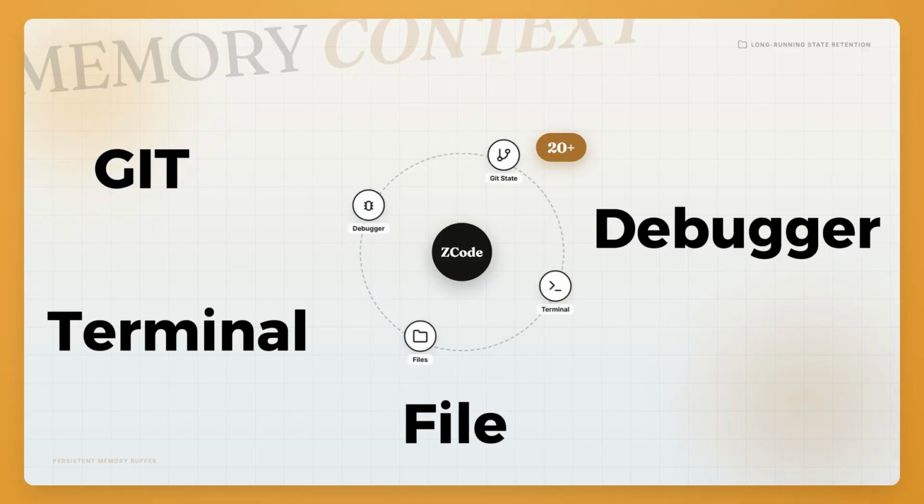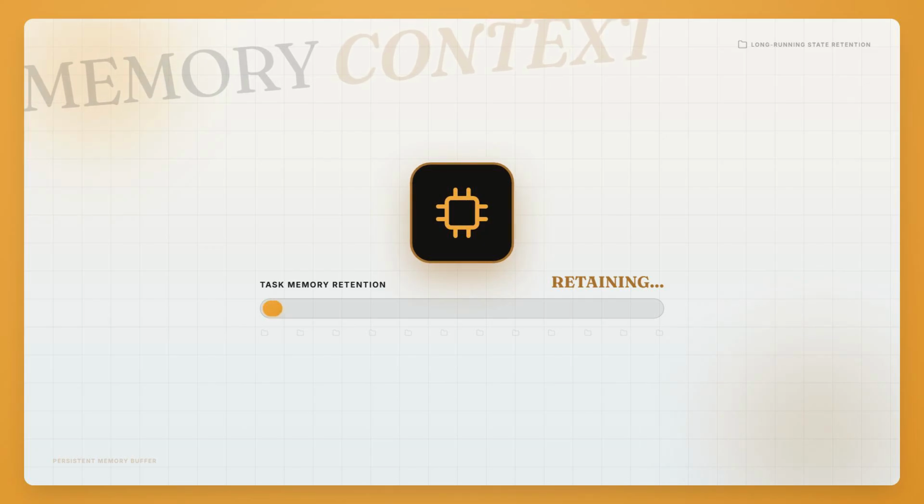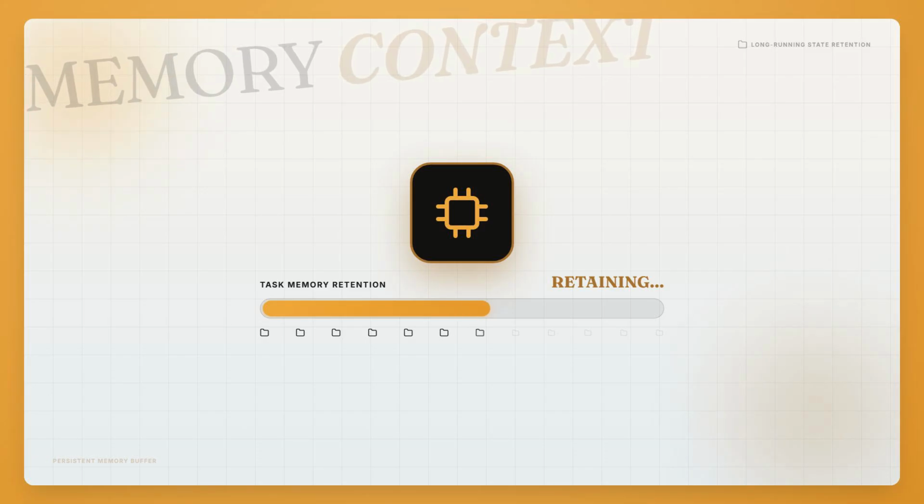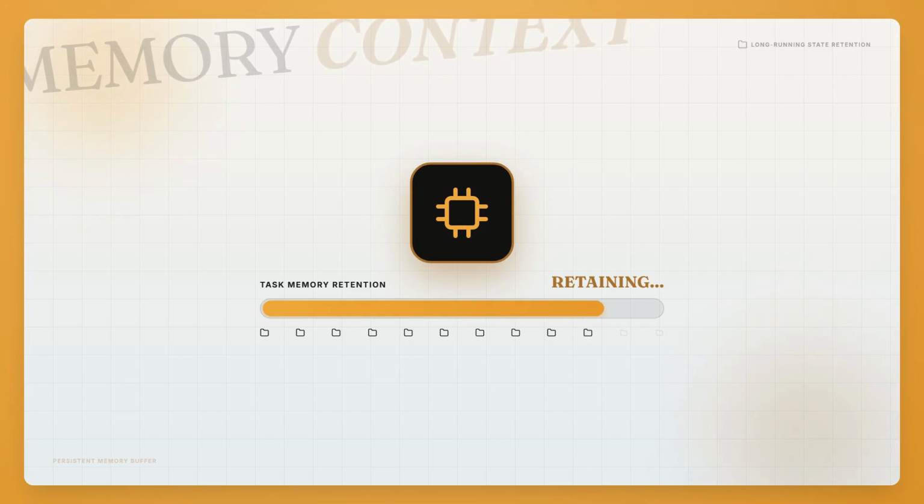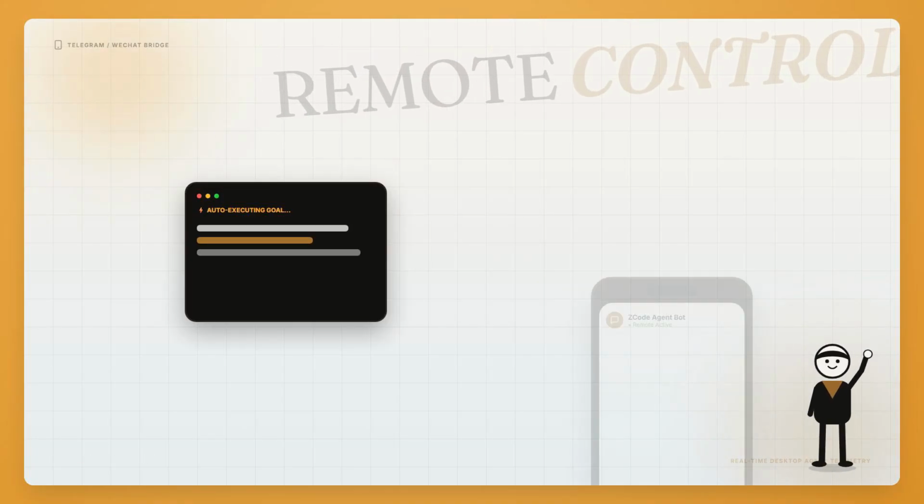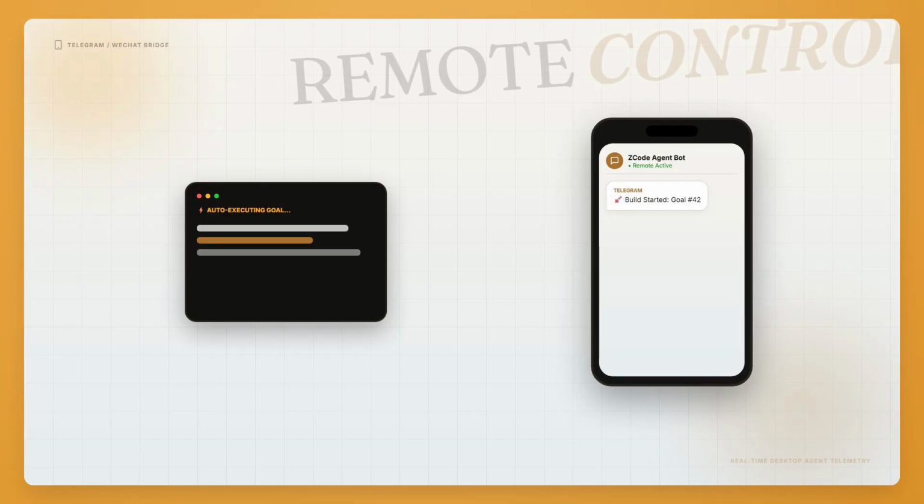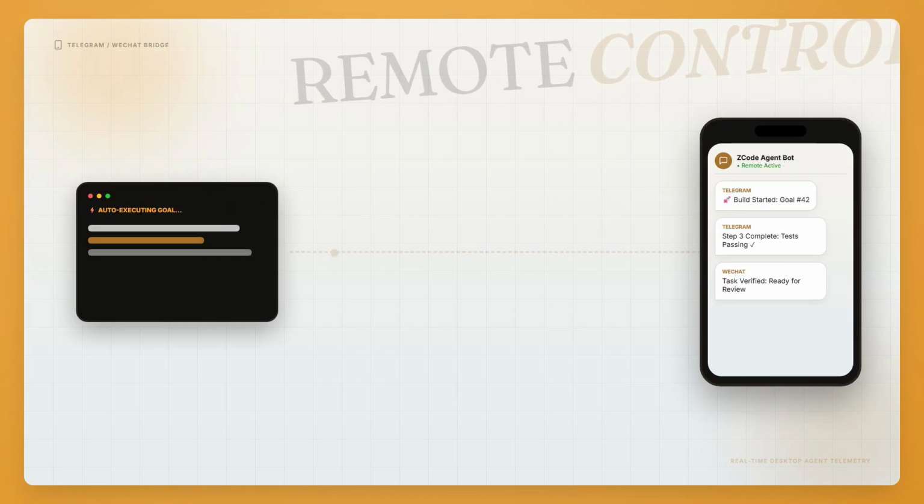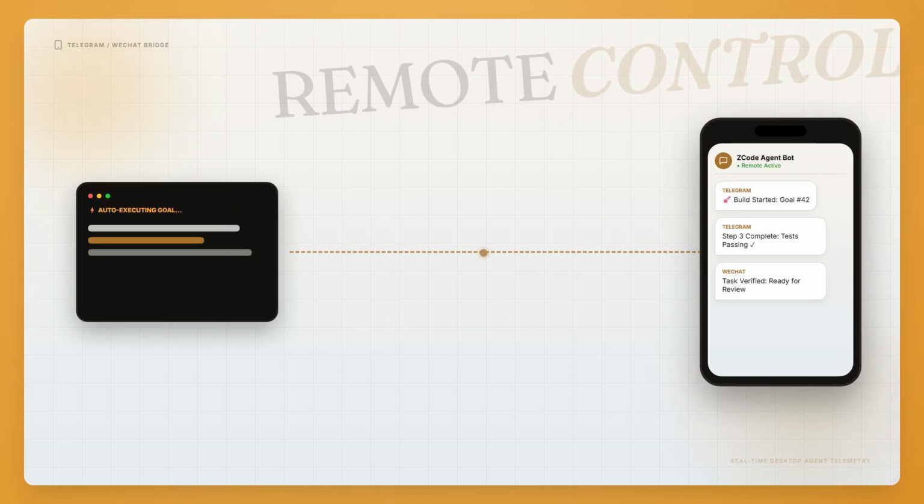constantly switching between apps. It can even hold long-running context. File contents, terminal output, and Git state all stay in memory throughout a task, which matters a lot for bigger projects. One more cool feature: you can steer and monitor tasks remotely from your phone through apps like Telegram or WeChat, so a build can keep progressing even when you're away from your desk.